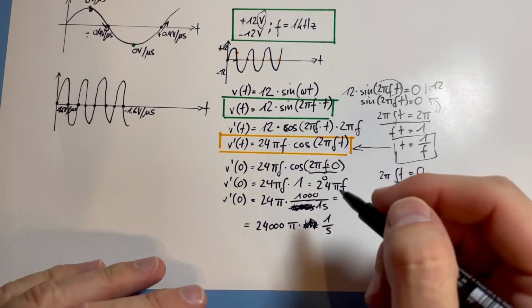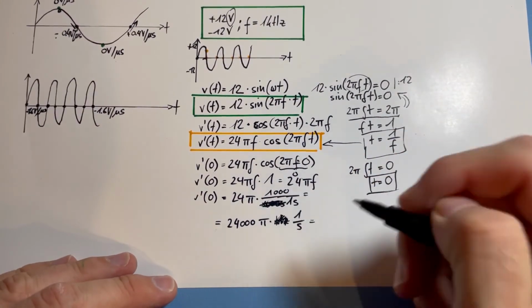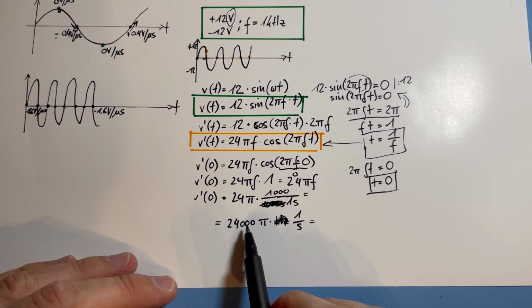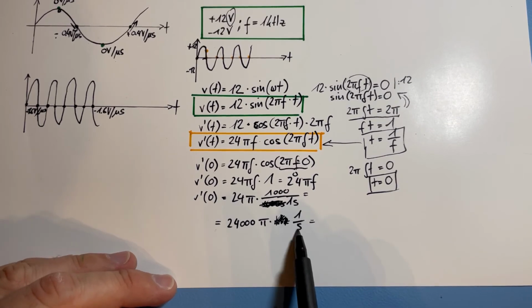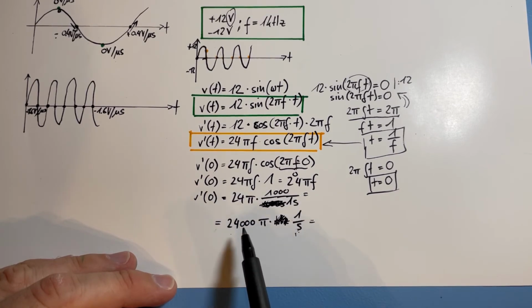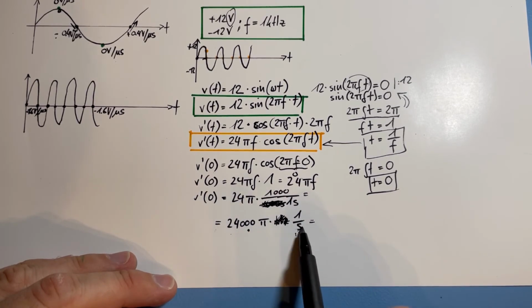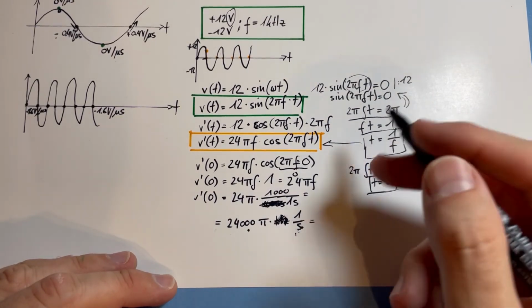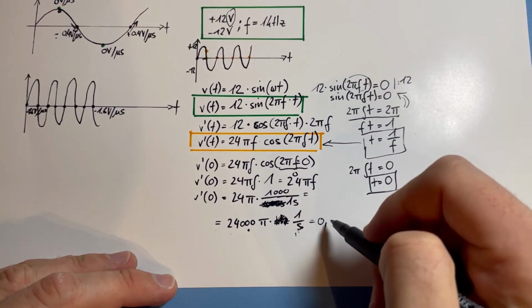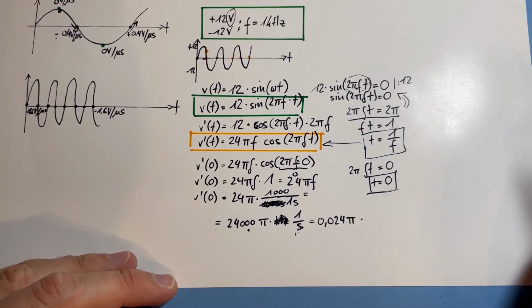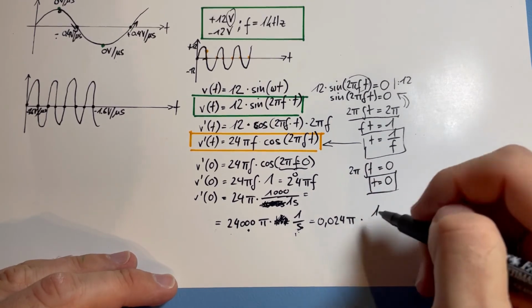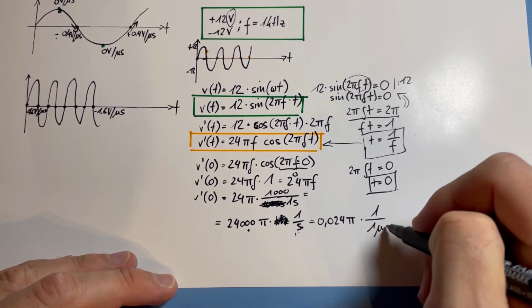Or we can do another cool trick. We can divide here through 1,000 and here through 1,000. Even better, we want to have microseconds down here, so milli-micro. So we can divide by a million here, and we can divide by a million here. So we have 0.024 pi times 1 through 1 microsecond.